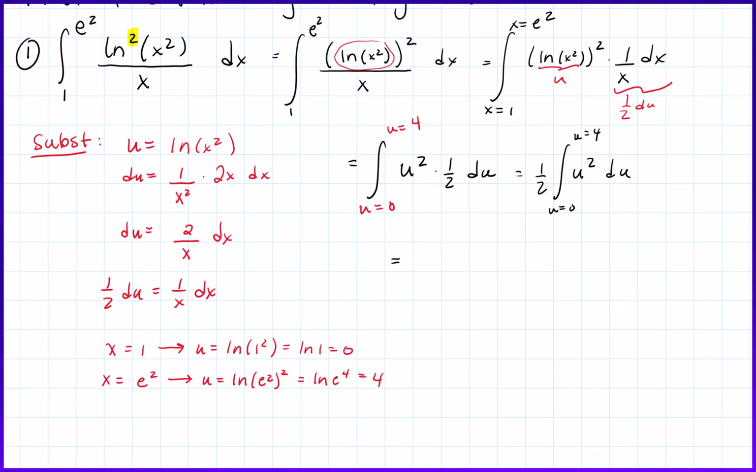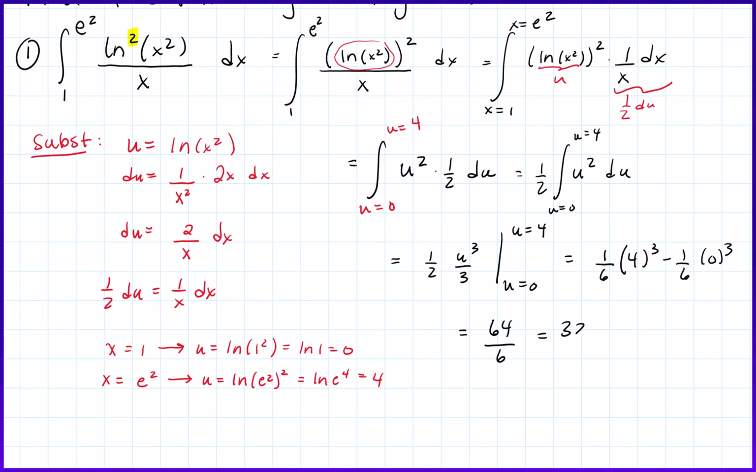Now that we've done all that substitution, now we can just integrate. This is 1/2 u to the third over 3. And I don't have to go back in terms of x because I've converted my bounds into u's. So I've got 1/6, 1/2 times 1/3, and then I've got 4 to the third minus 1/6 times 0 to the third. So that's actually 64 over 6, or 32 thirds would be my answer for this first integral, since it was a definite integral.